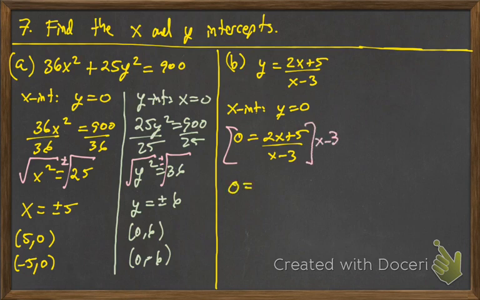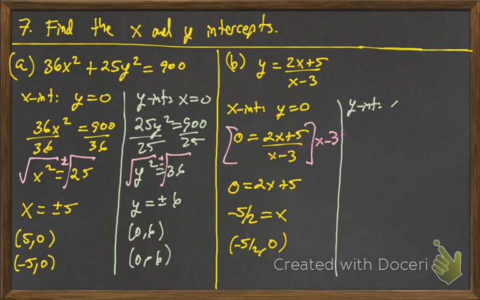Okay. And so when we do that, x minus 3 times 0 is 0. (2x plus 5) over (x minus 3) times (x minus 3), those x minus 3's will cancel, and we're left with 2x plus 5. We'll subtract 5 and divide by 2, and that gives us our x, and our x-intercept is (-5/2, 0). To find the y-intercept, it's even nicer. You plug in x equals 0. So y is equal to 5 over -3 because 2 times 0 and 0, those are both gone. Okay, so then we get the y-intercept to be (0, -5/3).